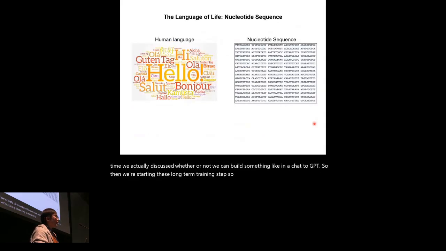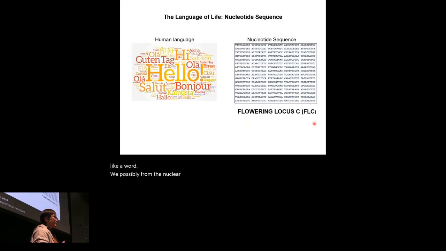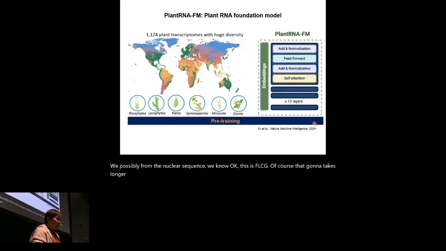What we really want is, given all this human language, with typical phrases and words, how could we know from a nucleotide sequence that this is the FLC gene? Of course, that's going to take a longer time. So the first step we moved to is generating a plant RNA foundation model. We have these 1,000 plant transcriptome sequencing datasets, and we thought, how about we just train a large language model on these plant transcriptomes.